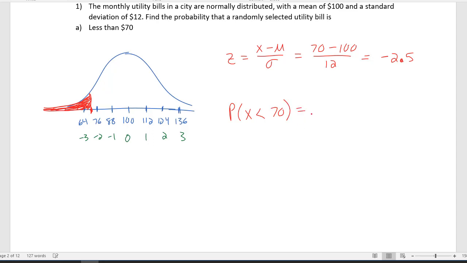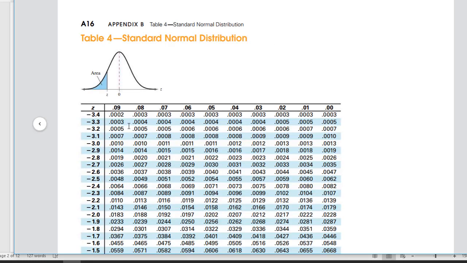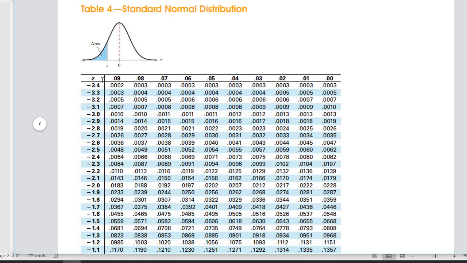Symbolized, I'm going to find the probability that my data value is less than $70. That's equivalent to finding the probability that the z-score is less than negative 2.5. Remember, as we discussed in the prior video, the convenience of converting to z-scores is that I can use my standard normal table. So I'm going to pull up my standard normal table, and I'm going to look for negative 2.5. Now I need to go to the prior page here to look at the negative z's. So negative 2.50 is what I'm looking up. The 0, the second decimal place, is in the last column.